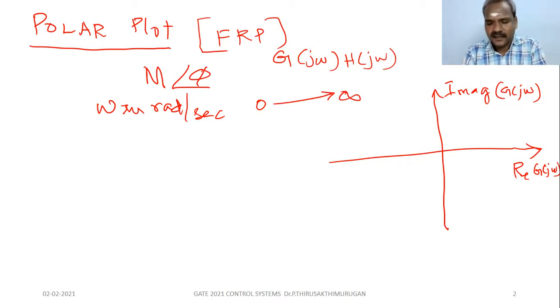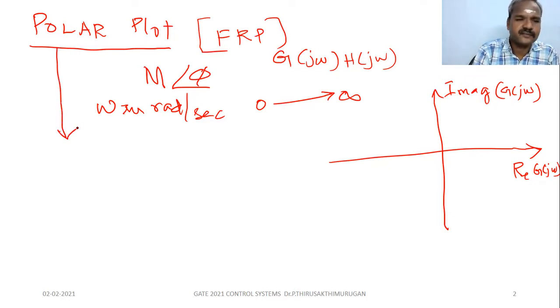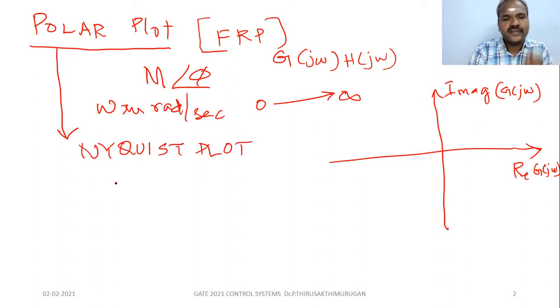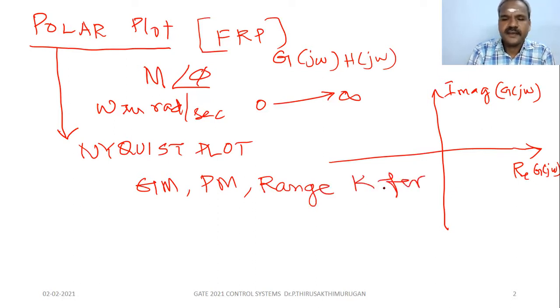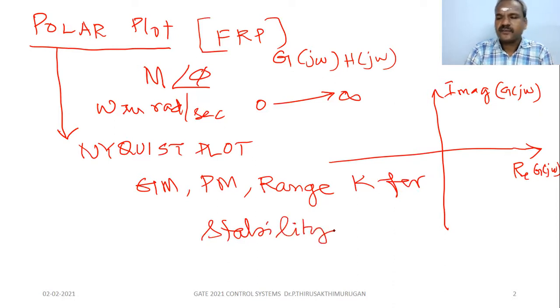The extended version of this polar plot is called the Nyquist plot. These two plots are used to find the gain margin and phase margin, and to find the range of K for stable operation. Stability is the main concept.